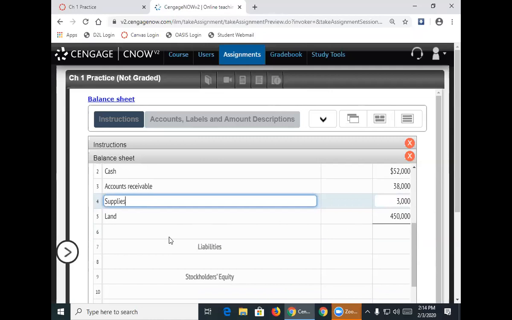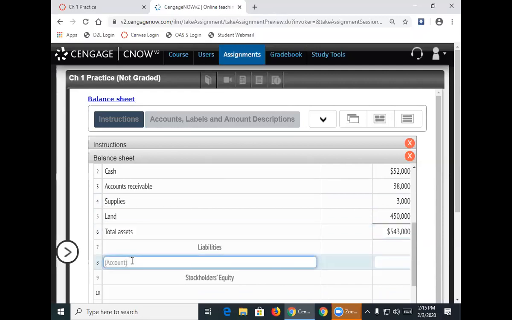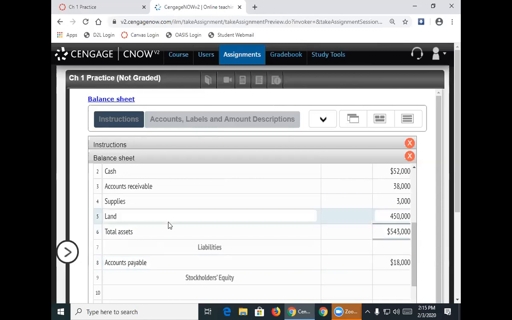So notice it puts an underline under it. So on line 6, I'm going to put total assets, and I'd add all 4 of those up, which should be 543,000. Okay, so that's the left-hand side of my accounting equation, right? Assets. All my assets, add them up. Liabilities, I only have accounts payable. Accounts payable, and it is 18,000. And these are all just given.